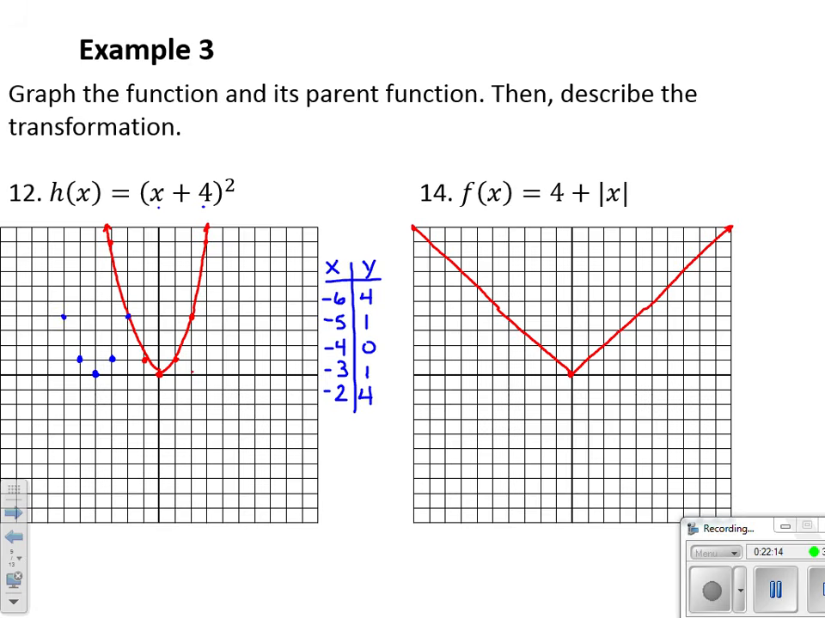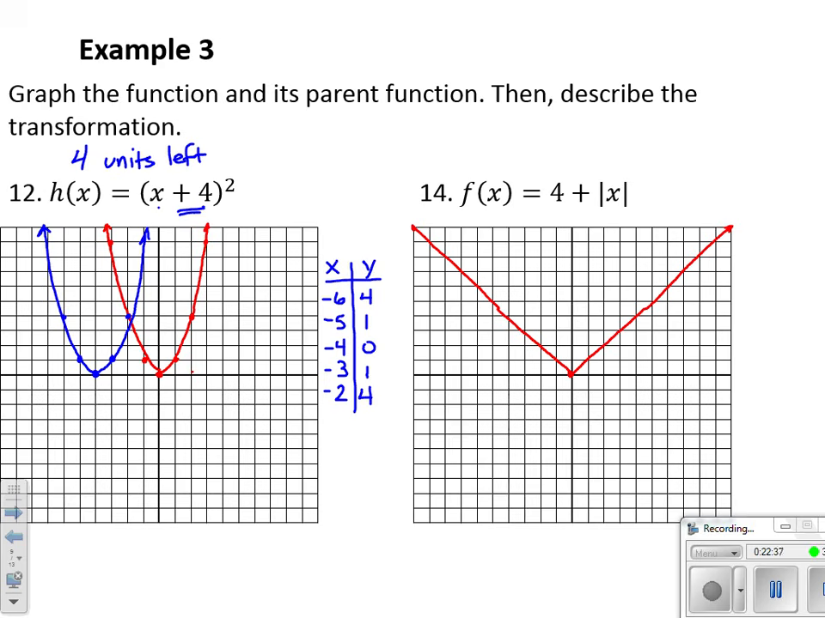So we can see our graph here has simply been shifted 4 units to the left. Which is weird because you would think that plus 4 added onto our x value would move it to the right, but that was clearly not the case. Interesting.